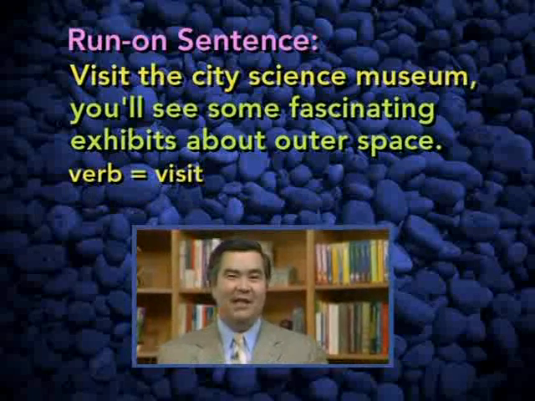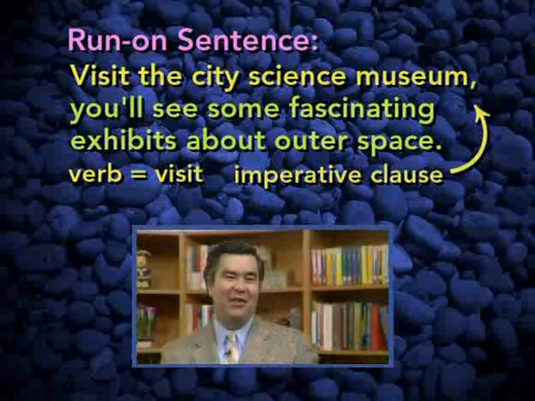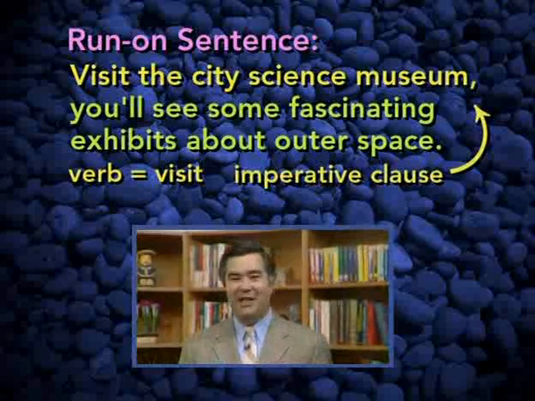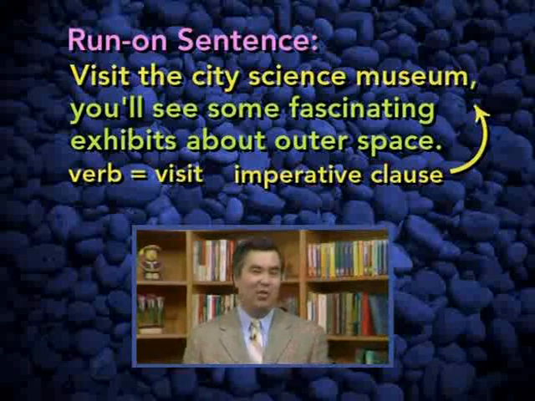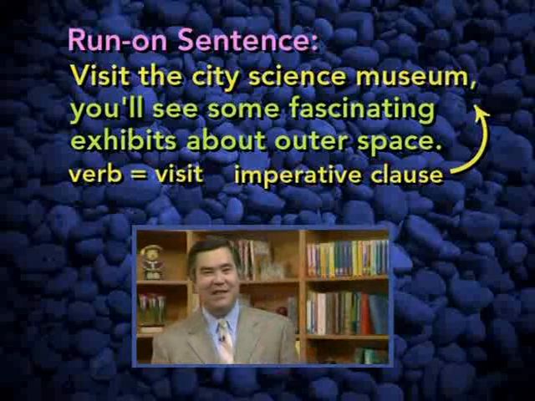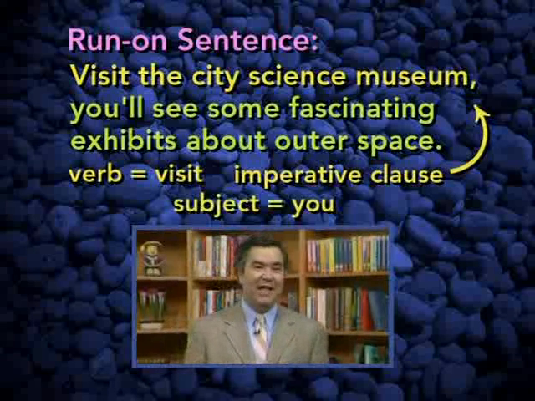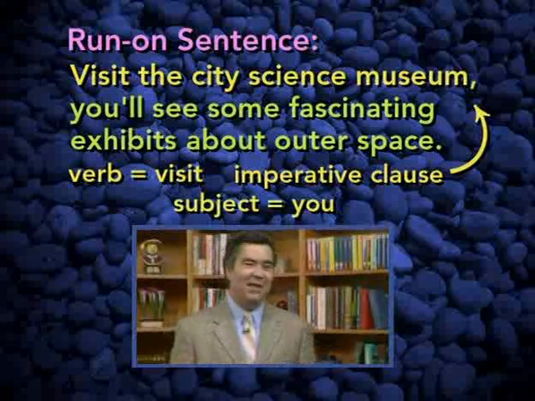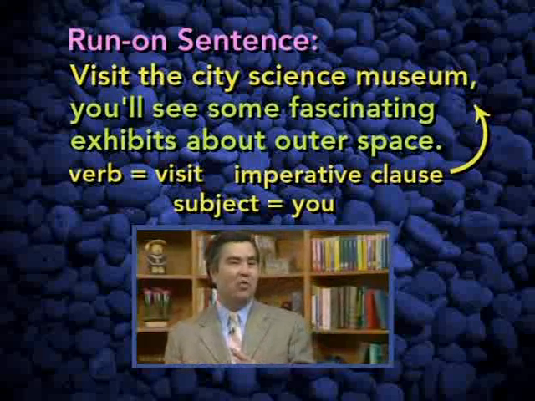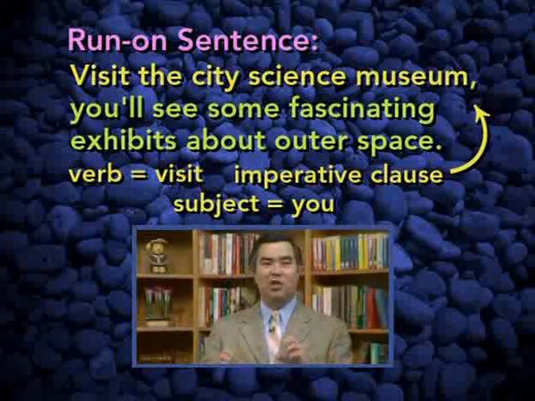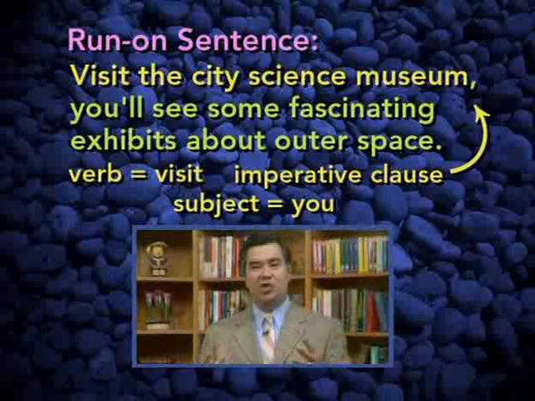This is an imperative clause, namely one that is giving you an order or a recommendation or a suggestion. And the subject doesn't appear normally in an imperative sentence. The subject is understood to be you. What this clause is saying is you visit the City Science Museum. So an imperative sentence is an exception to our rule that a subject and a verb must always appear. In an imperative sentence, the subject may be understood.